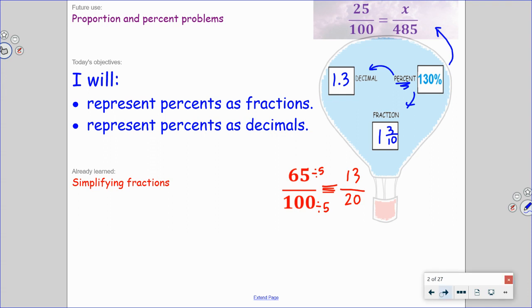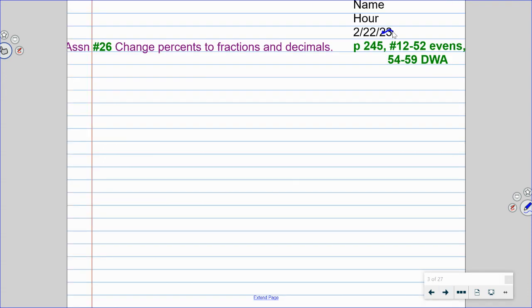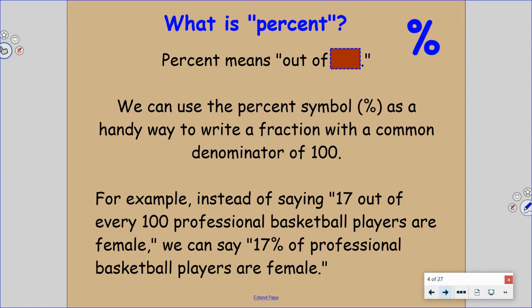All right, no matter what the date, no matter what the assignment number, go ahead and pause your video, title your page, get ready for notes, come on back when you're ready. Notice that page 245, we got 12 to 52 evens only and 54 to 59. Please do write down the directions, but you do not need to write the problem out, simply your work and your answer after the directions.